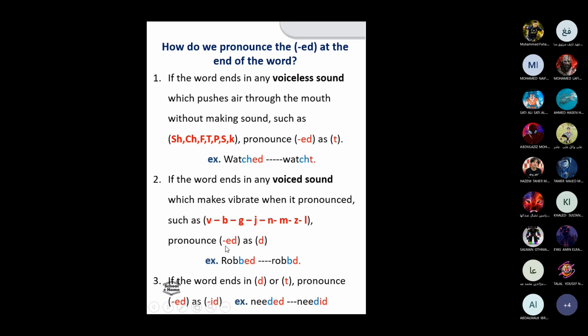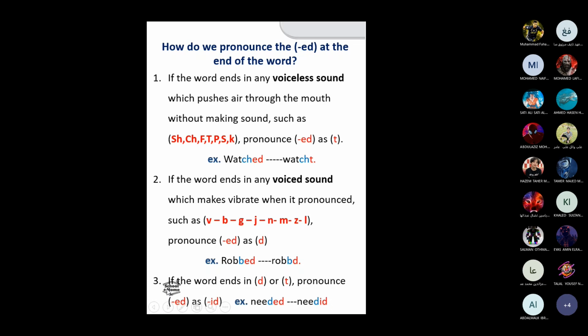In that case, when you add ed at the end of any word that has one of these sounds, such as rob, which has a b sound at the end, you have to pronounce the ed, or the d, as a d sound. So robbed, rob, b, d, robbed. This is the pronunciation. The ed is pronounced as a d sound because rob has a voiced sound, b. Okay? So this is the correct pronunciation for voiced sounds. You have to memorize these sounds to know the difference.